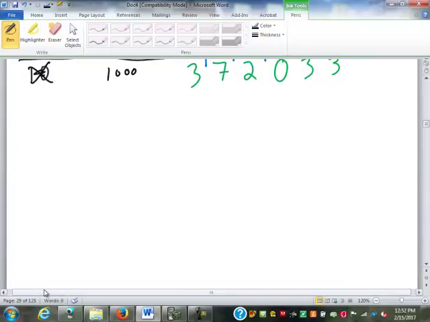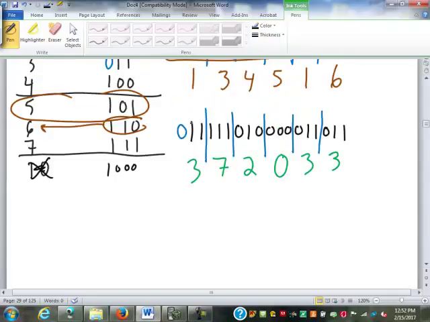So what if I want to go the other way? What if I want to take octal into binary? So I got to take the code back the other direction. So let's say 67304.